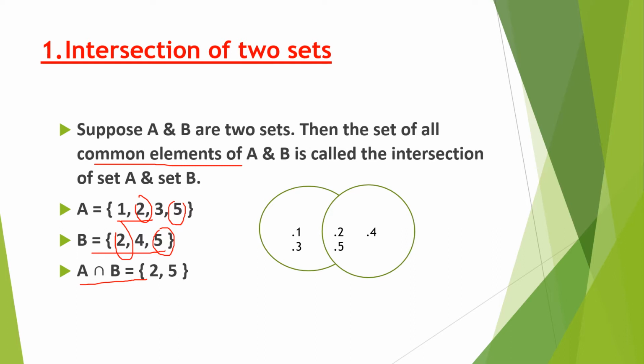Suppose we draw a Venn diagram of this set, then it will be like this. This part means the element containing 2 and 5. This part is common for both sets. So it is the intersection of set A and B.